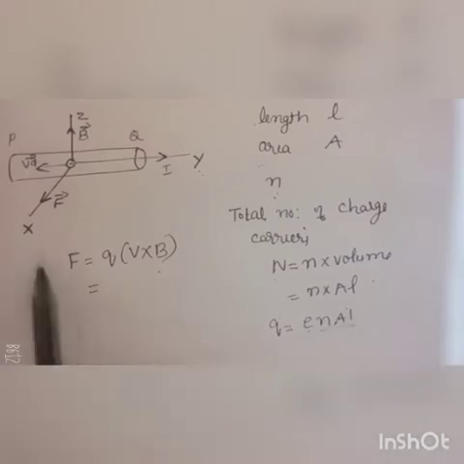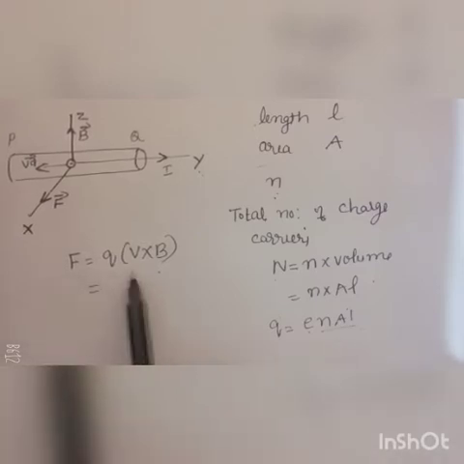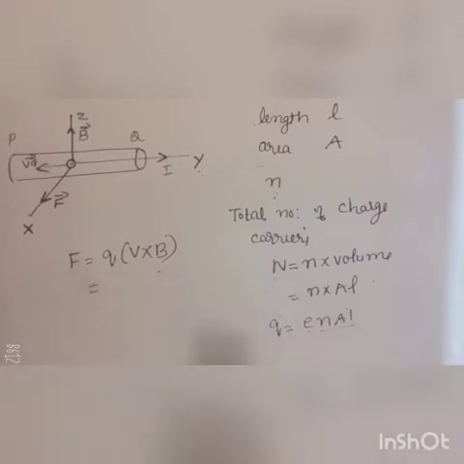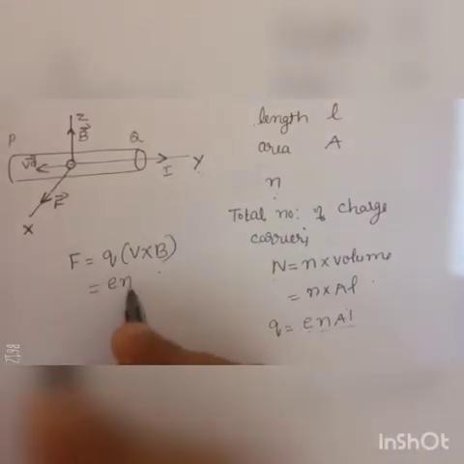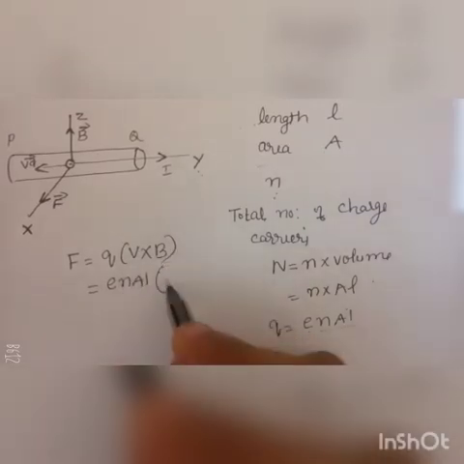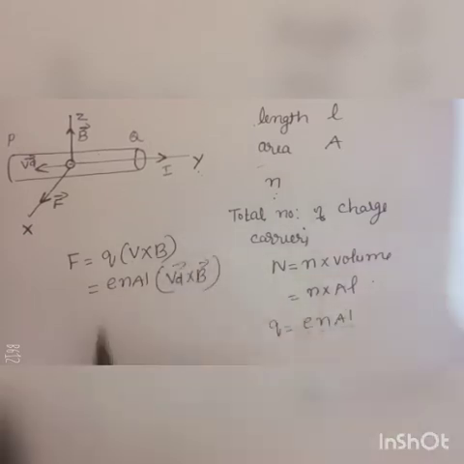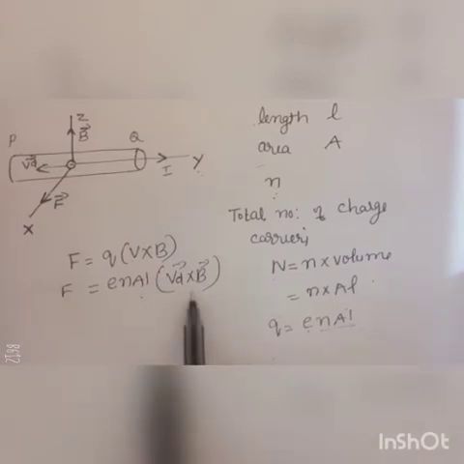Then you know that the Lorentz magnetic force F is equal to Q into V cross B. Here Q is e into nAL, so you have to write the value of Q. The velocity here means the drift velocity Vd, cross B. So F is equal to e into nAL Vd cross B.